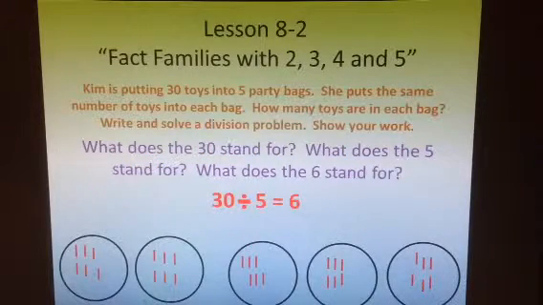What does the 30 stand for? We talked about the 30 stands for the 30 toys, and we also named the 30, it is a dividend. We talked about what the 5 stands for, it's the 5 party bags, and the 5 is also called the divisor. The 6 stands for how many toys are in each bag, and it's also known as the quotient.